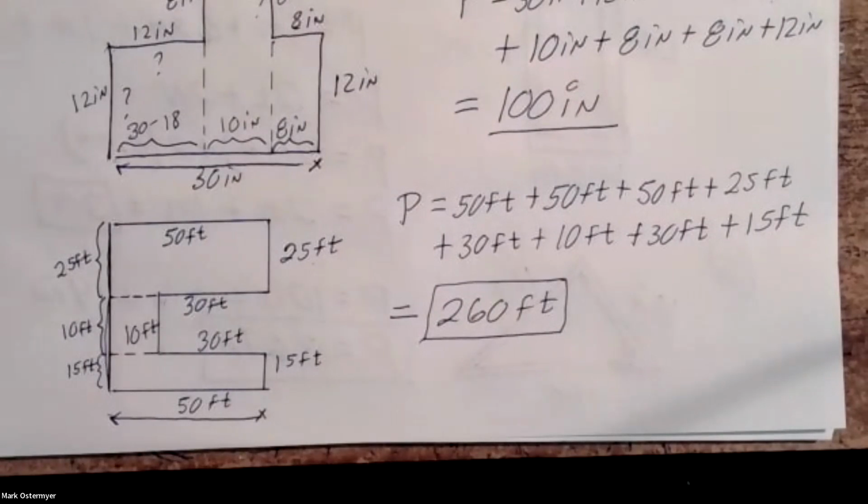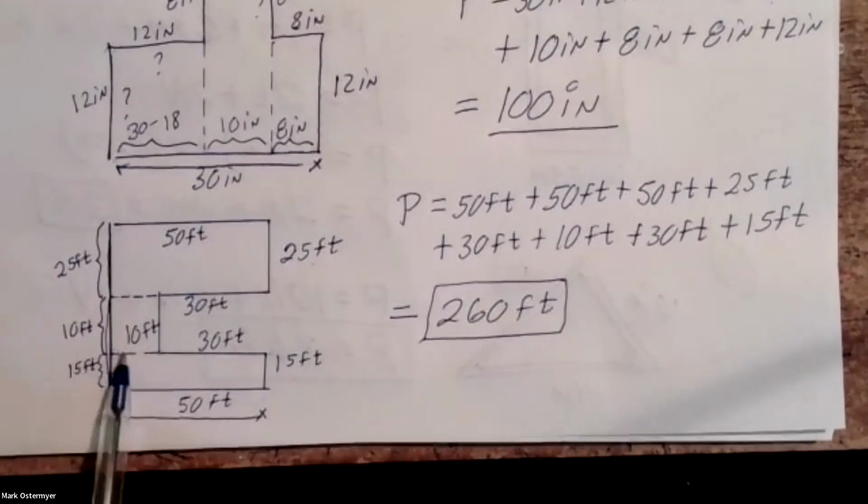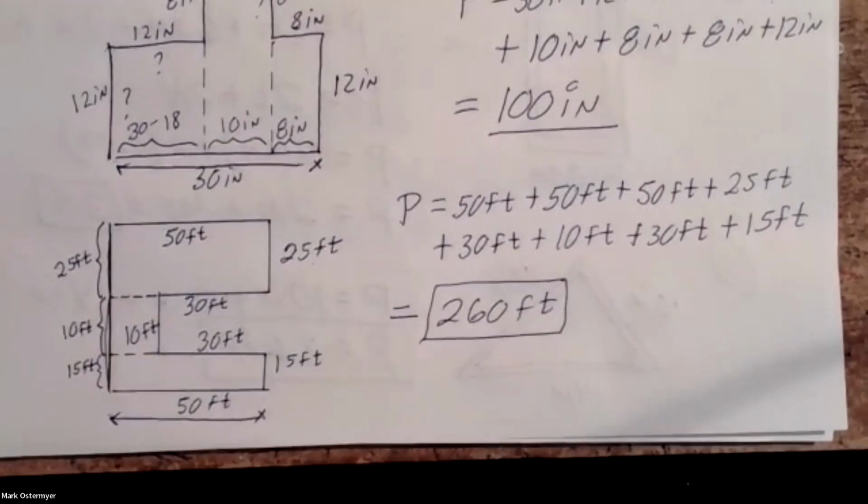Any questions how we deduce that? Computer, go. And that's the perimeter, 260 feet around. So again, construction lines save the day. Okay. All right. Any questions about those?